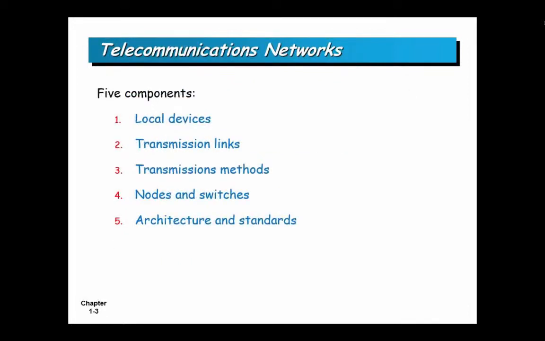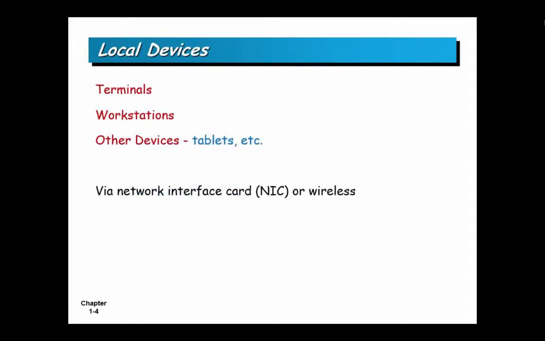So telecommunications networks have five components. There's some kind of local device, your laptop, your phone, whatever it might be. There's some means of linking it wirelessly, or we'll talk about a few of those. There are transmission methods, protocols. We'll talk about what nodes and switches are. And then we'll talk about architecture and standards. So local devices, I'm not going to get into it. There are too many of them. Terminals, workstations, you know, your toaster oven, whatever it might be, is a local device.